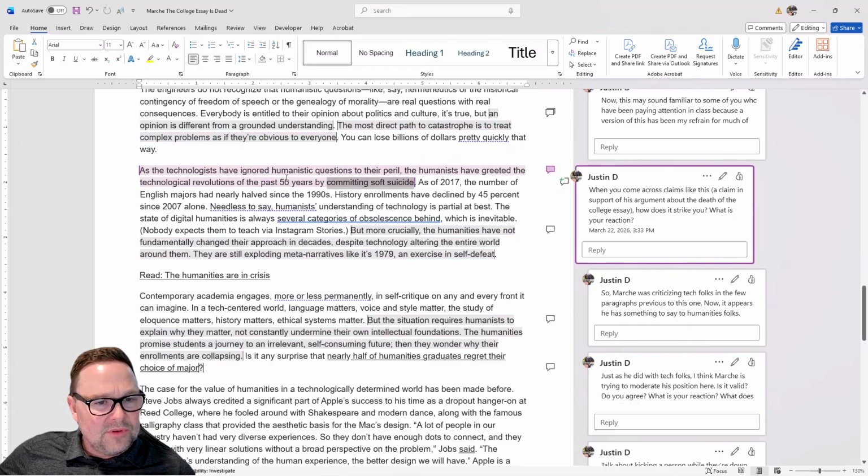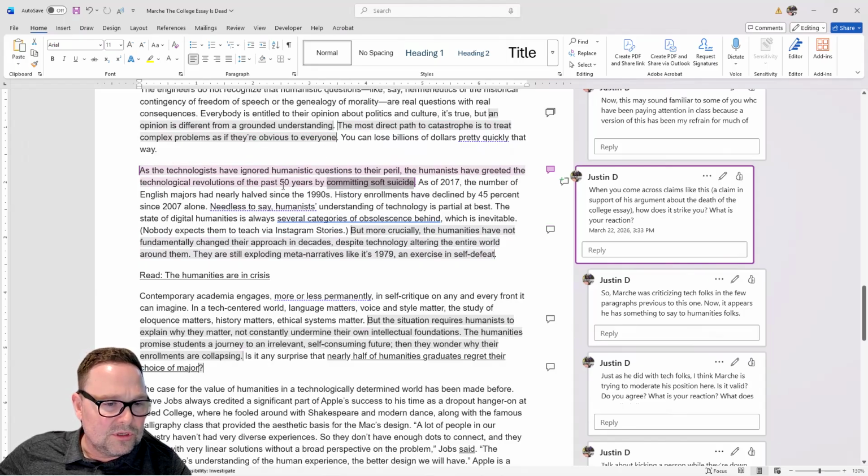"As technologists have ignored the humanistic questions to their peril", so peril, that's perhaps not as dramatic as this latter part here. "Humanists have greeted the technological revolutions of the past 50 years, long time, by committing this soft suit." So everybody's to blame.